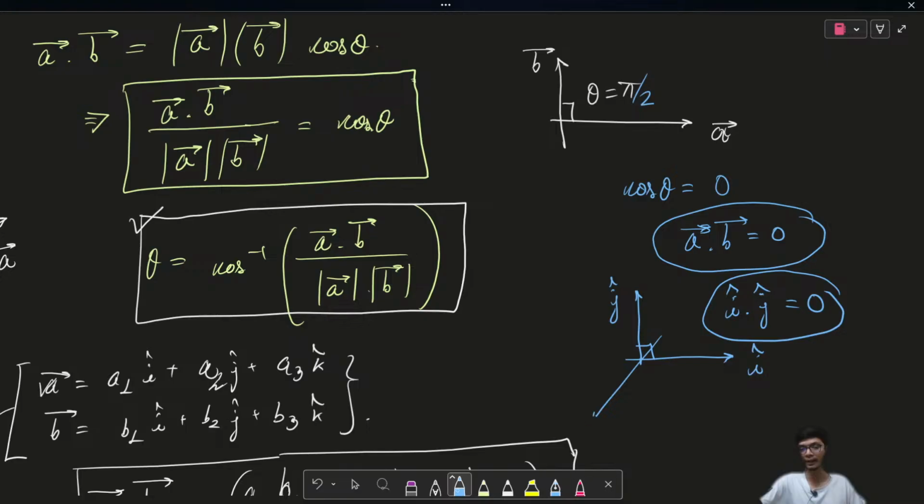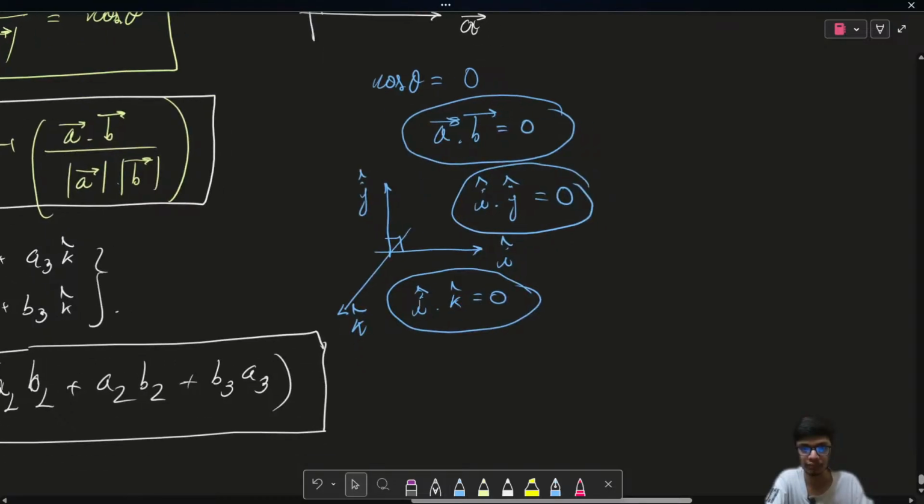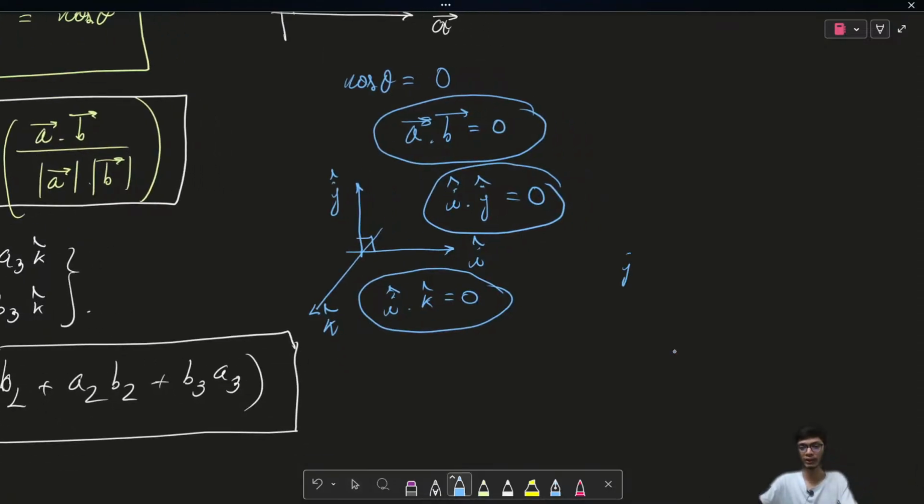Now similarly, k cap denotes the vector in the z direction. So i cap dot k cap is also going to be 0, right? Also, we are going to have the result that j cap dot k cap is also going to be 0. So these are the results: when I take the dot product of two perpendicular or orthogonal vectors, they are going to be 0, right?